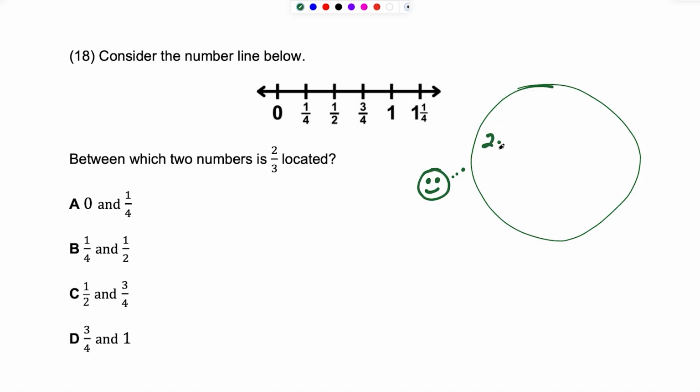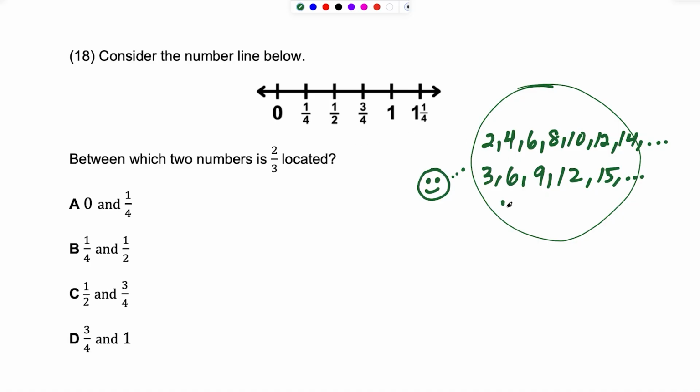So if I start counting by 2s, we get 2, 4, 6, 8, 10, 12, 14, and the list goes on. And if I start counting by 3s, so this denominator 3, I have 3, 6, 9, then I have 12, 15, and this list goes on. And if I count by 4s, I have 4, 8, 12, 16, and so on. So the least common multiple of all of these is 12. Okay, so this is the denominator that I want.